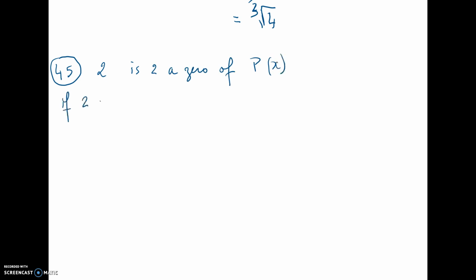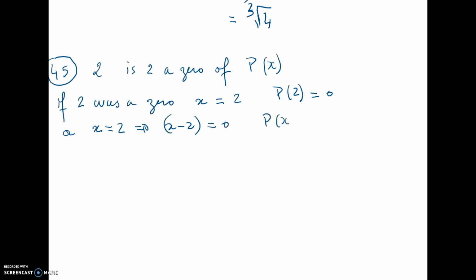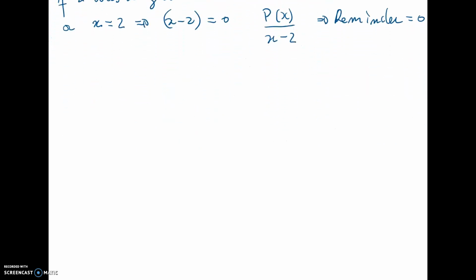If 2 was a zero, that means when x equals 2, p of 2 would be equal to 0. Or, what I could also say is if I have x equal 2, that implies x minus 2 equals 0. And so if I divide p of x over x minus 2, I will end up with a remainder equal to 0. In that case, it's much easier to substitute x in my polynomial by 2.